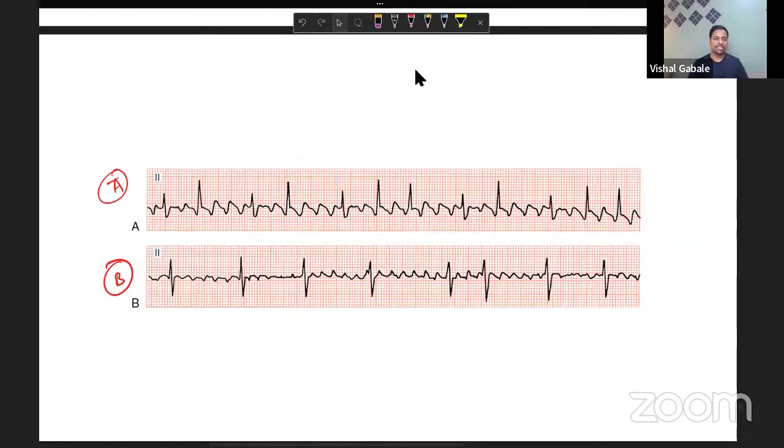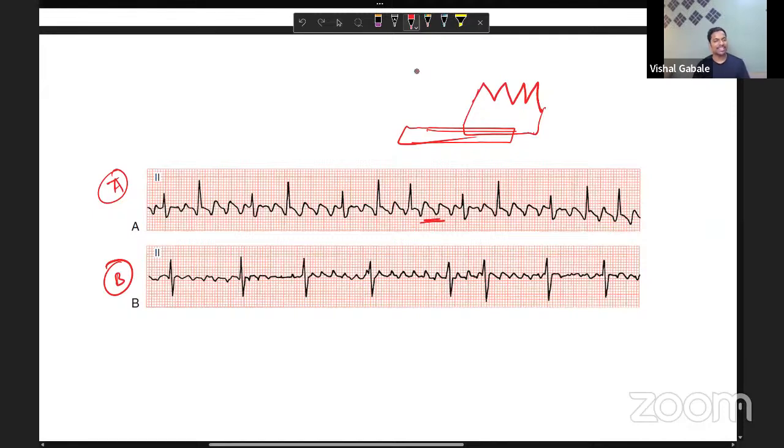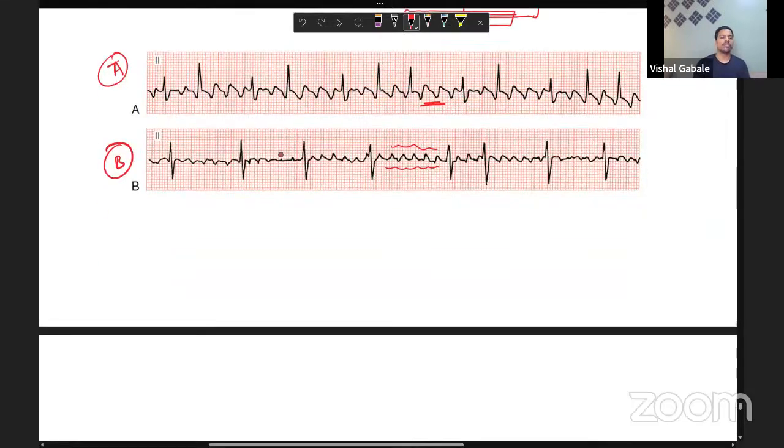A is atrial flutter, and what about B? What about B, guys? See, this is the sawtooth appearance. Yesterday only I showed you my very good diagram about the sawtooth. This is saw. Yeah, exactly. This is AFib. Very nice. Somebody has written this is AFib. These are all flutter waves. Okay, so that is about atrial fibrillation and atrial flutter.